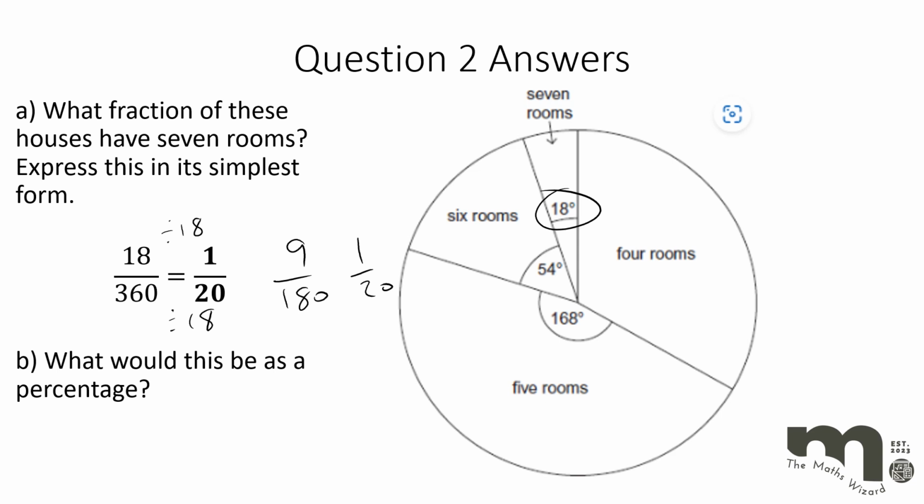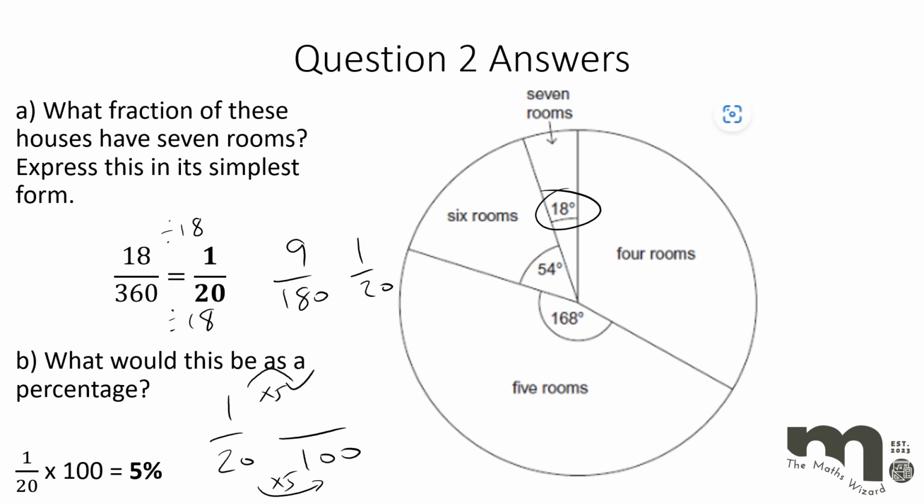Then for your percentage, here's one way of doing this. So we can do 1/20 times 100. That would give us 5%. A nice little way of doing percentages like this. Well, 20 goes into 100 5 times. So you can do 1 times 5 to get your 5 on the top of that fraction. So you can write a fraction over 100 to get the percentage as well.